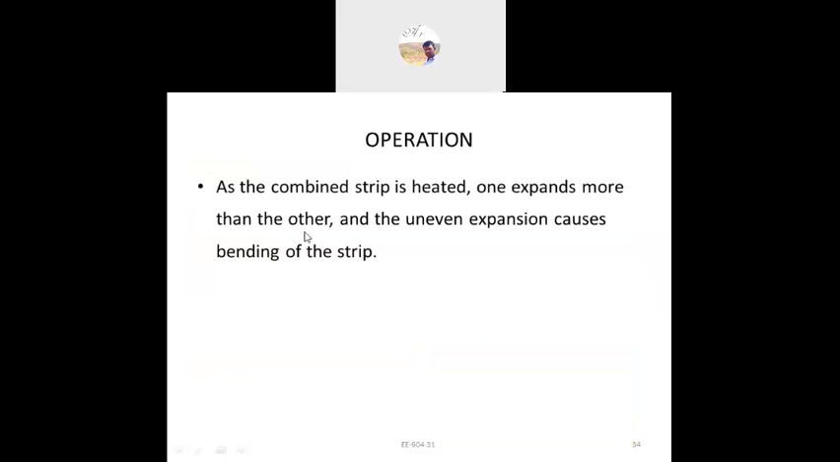more than the other. As the combined strip is heated, one expands more than the other, and this uneven expansion causes the bending of the strip. If the two bimetal strips are there, one expands more than the other, so due to the uneven expansion it will cause the bending of the strip, that will be connected to the trip.